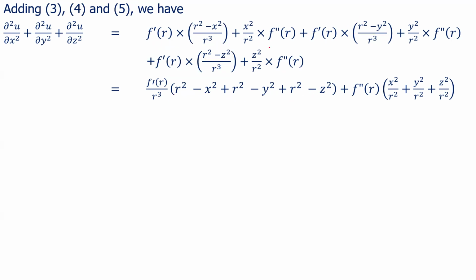In the second part, f double dash of r is common. Here x square upon r square is remaining. In the second part, y square upon r square is remaining. In the third part, z square upon r square is remaining.